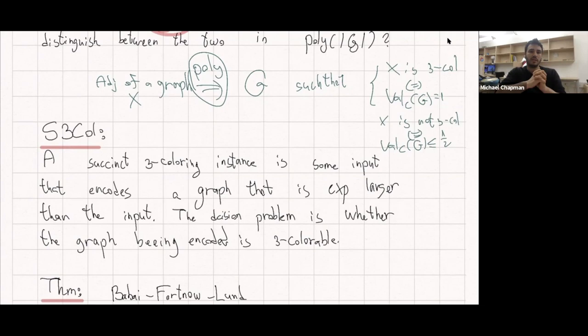Now if I am given such an encoding of a graph, I can still ask whether the graph being encoded is tree colorable. And this is the succinct tree colorability problem. Not all graphs can be compressed in an exponential manner, but some can. We want to ask, if you get the compressed version of the graph, whether you can decide if it is tree colorable or not.